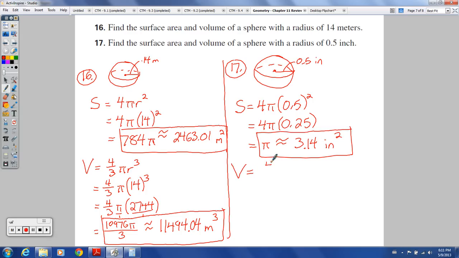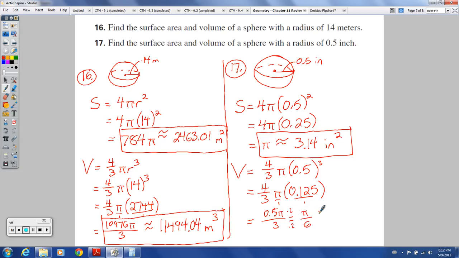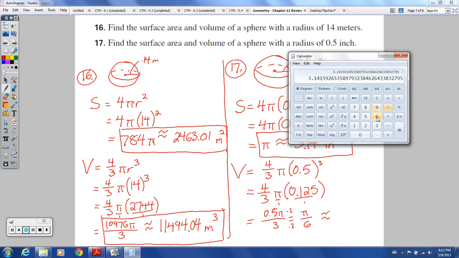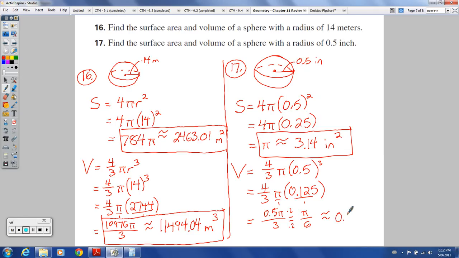And volume, 4/3 pi times 0.5 cubed. I know 5 cubed is 125, so that would have to be 0.125. And then I can think of this as fractions. I'd have 4 times that, which would give me 0.5 pi over 3 on the bottom, which I could multiply both parts by 2 times 2 times 2. I could get pi over 6 right there. And when I type that into a calculator, pi divided by 6 would give me approximately 0.52. So 0.52 inches cubed for the volume.